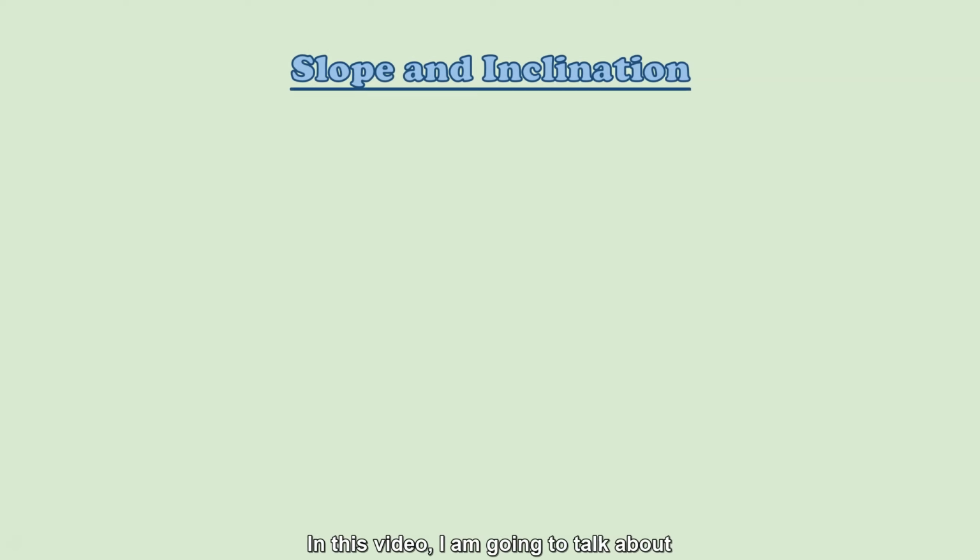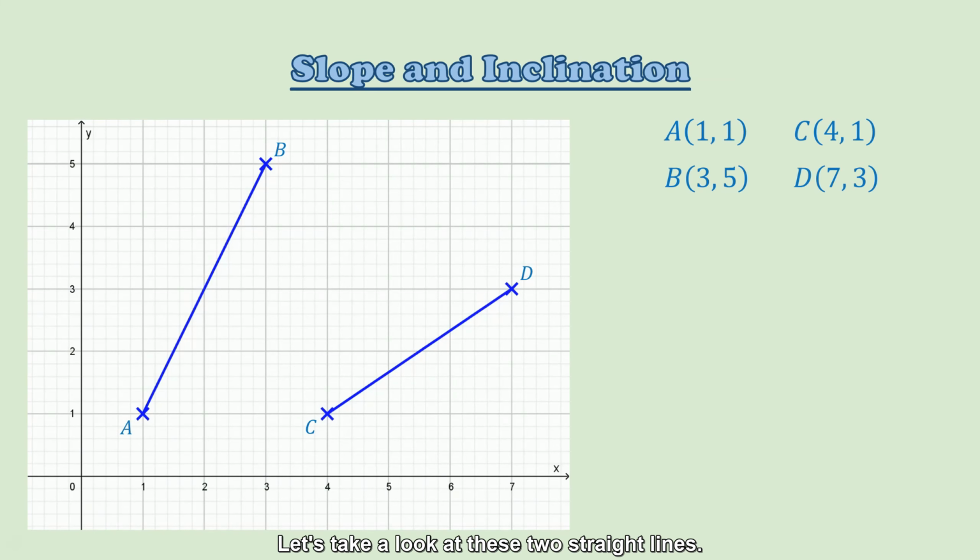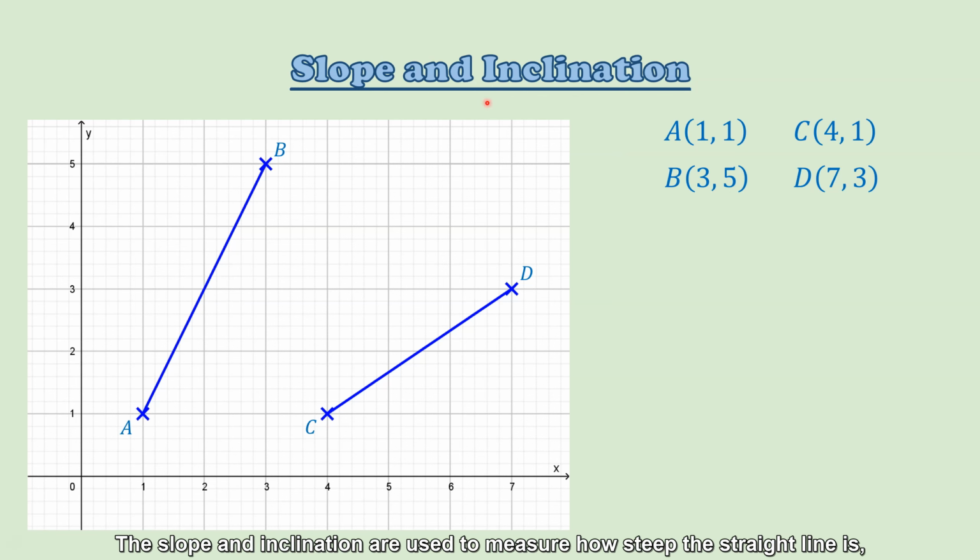In this video, I'm going to talk about slope and inclination of straight lines in coordinate geometry. Let's take a look at these two straight lines. The first straight line is formed by points A and B, and the second straight line is formed by points C and D, and we know the coordinates of these 4 points. The slope and inclination are used to measure how steep the straight line is.